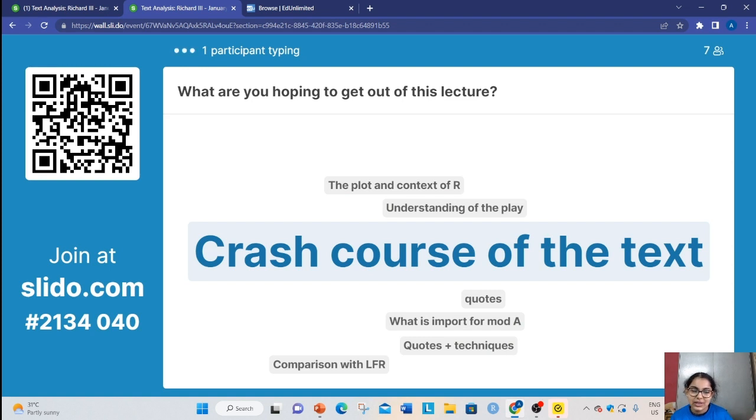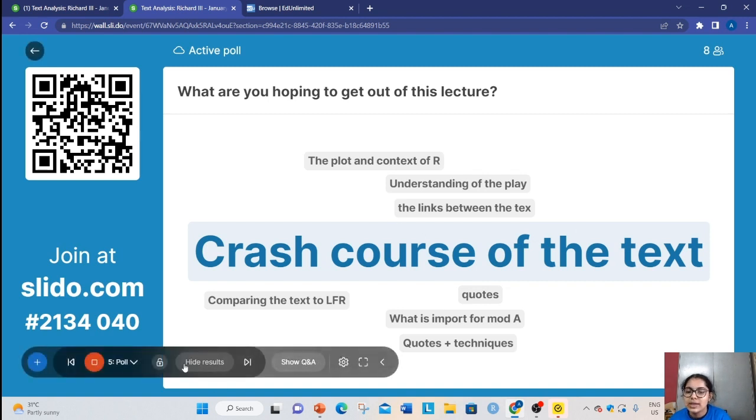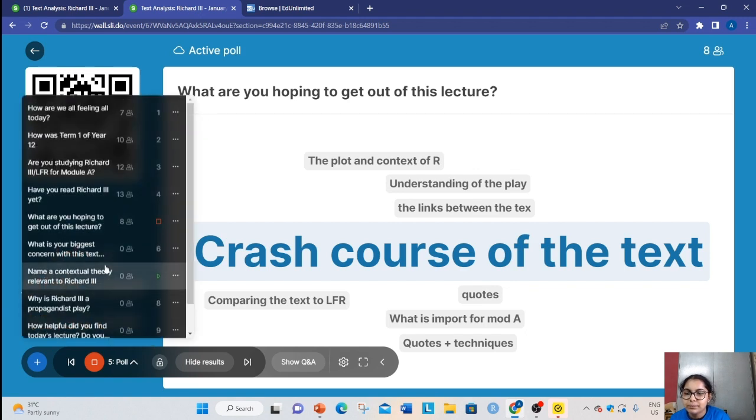I've got Slido open on the side, so if I keep looking this way, I'm looking out for the questions that are coming through. Crash course of the text, yep, that's what we're doing today, basically. So if you've got questions about comparison to Looking for Richard, I will try my best to draw out some things, but I will be focusing a lot more on Richard III, so you can pop that up on Slido as a question that I can come to later on, and we can spend a lot more time there talking about Looking for Richard and Moray and stuff. But we're basically going through the text today.